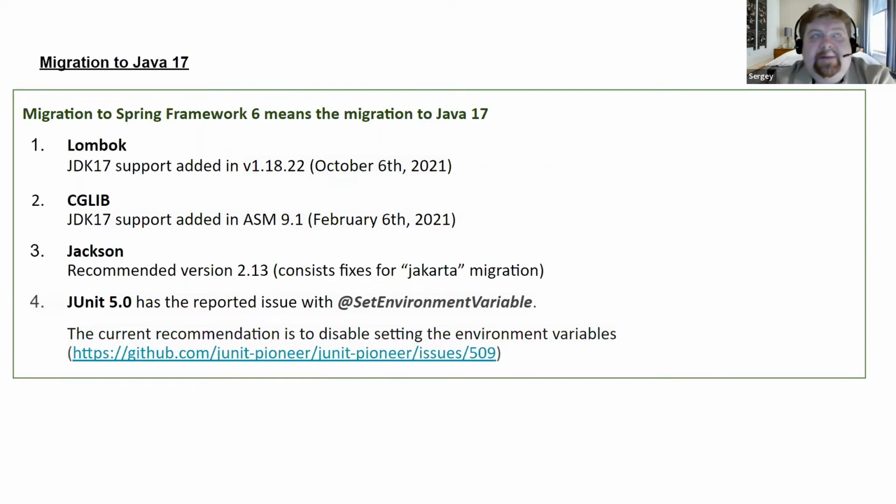CGLib doesn't provide any information on the official site, but I found that the ASM library is used under the hood of this framework and should be updated to version 9.1, which was released February 17th. So you should check your dependencies in your project if you use reflection with CGLib. Jackson recommends their last version that contains fixes for Jakarta migration.